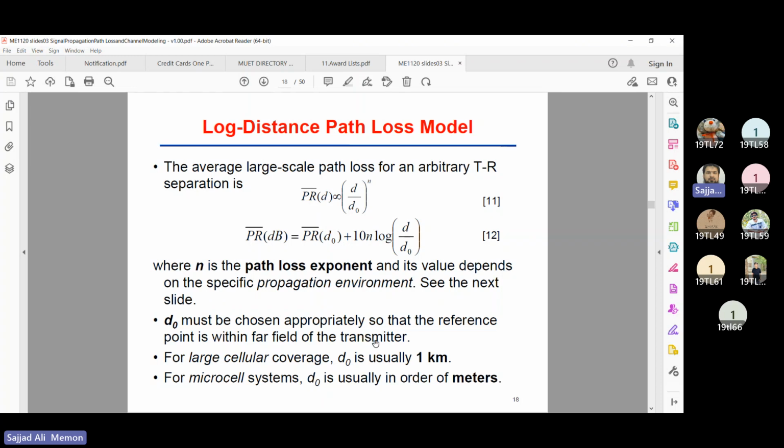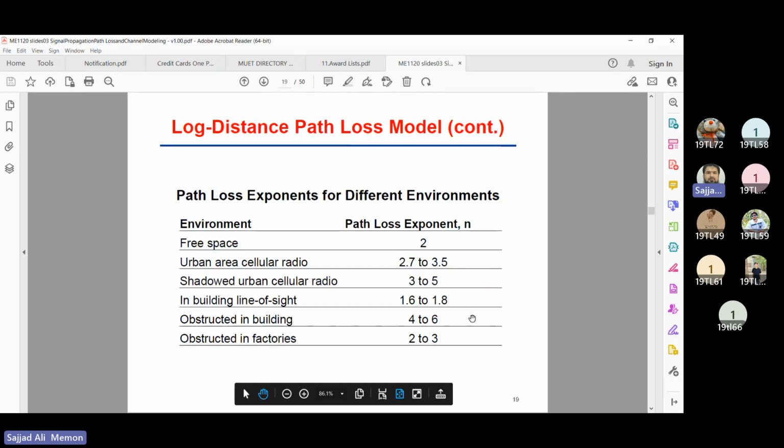So for this you have to first calculate the far field and then keep the d naught within the far field distance. Like for large scale coverage, for large cellular coverage, d naught is usually 1 kilometer. For micro cell systems, d naught is usually in the order of meters. So see, free space n is equal to 2.